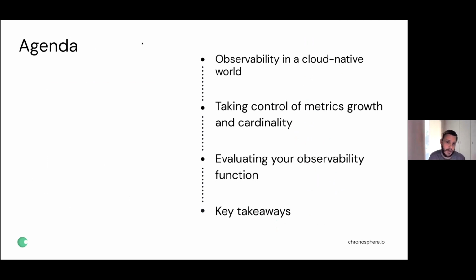So, moving on to the agenda. First, we're going to cover what observability is in the modern world in a cloud-native environment. Obviously there are plenty of other stacks and challenges out there, but we want to hyper focus on this. Then we want to talk about controlling metrics growth and cardinality, which is a massive ongoing systemic problem that the industry is facing. Then we'll look at how you can evaluate how you're doing on all these challenges, and recap the key takeaways.